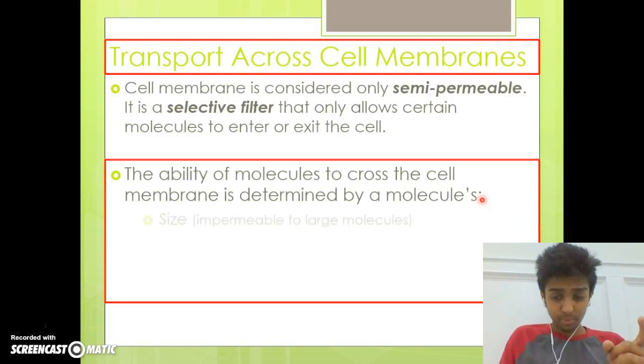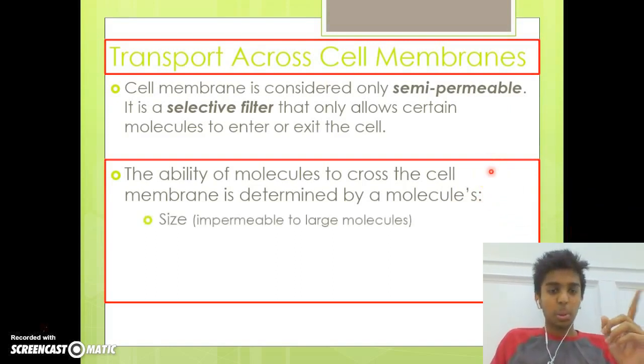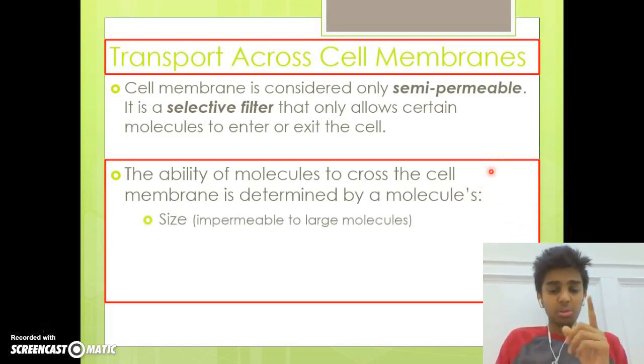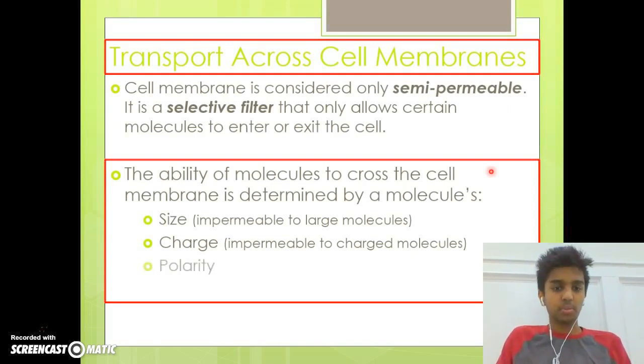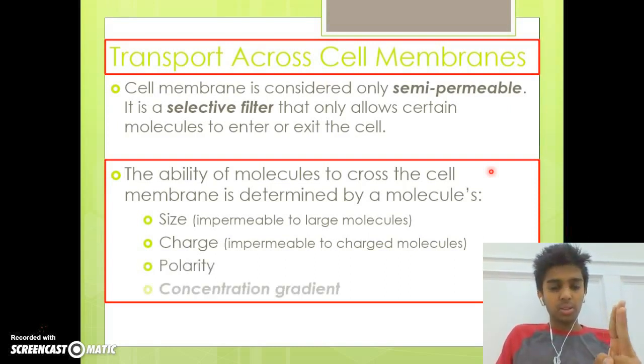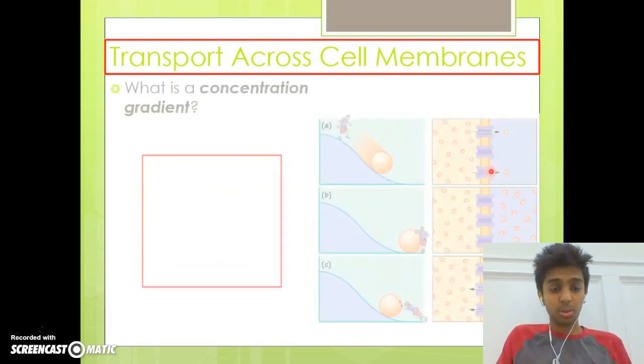a molecule's one thing and one thing only. The size, which is how impermeable it is to large molecules. The charge, so if it's a positive or negative ion. If it's a charged molecule, it won't enter. If it's uncharged, it'll enter. The polarity of the substance, and the concentration gradient. That's the biggest one that we'll talk about.